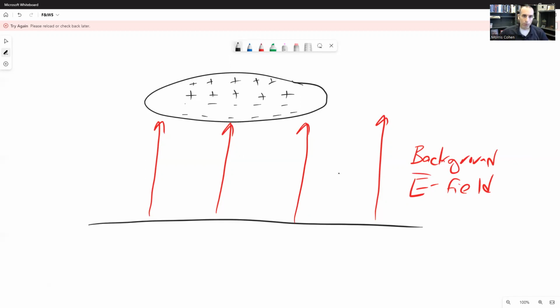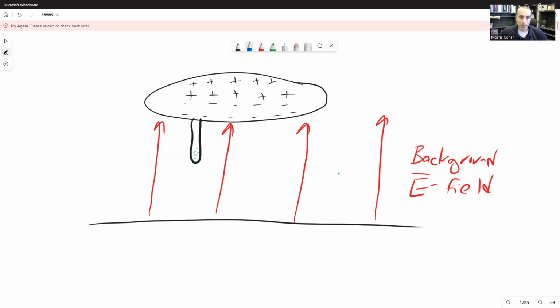And the way these leaders work is, let's say we've got a conducting channel right here. We've broken down air, and so air is now highly conductive. And because this is highly conductive, we're going to get a nice buildup of negative charges on the bottom of this leader, because the electric field is pointing upwards, and so negatives or electrons are driven downwards.